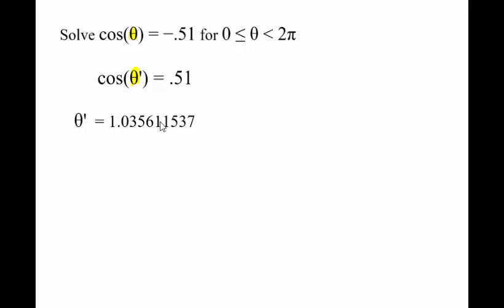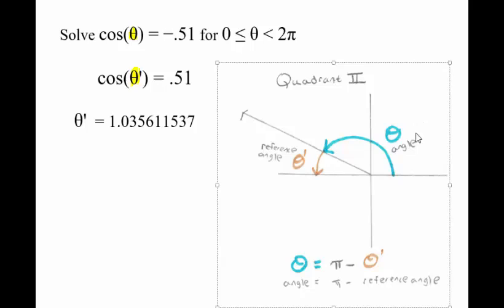So now what I need to do is consider what quadrants cosine would be negative. Well, it turns out cosine is negative in quadrants 2 and 3. So let's take them one at a time. Here's a picture just to remind you in general the relationship between an angle and its reference angle in quadrant 2. So we know cosine is negative in quadrant 2. What we have here, this 1.0356, is theta prime, which I've denoted in orange. It's this acute angle here. Our job is to find the first angle, theta, which I've drawn in blue.